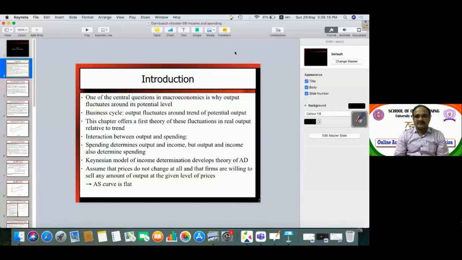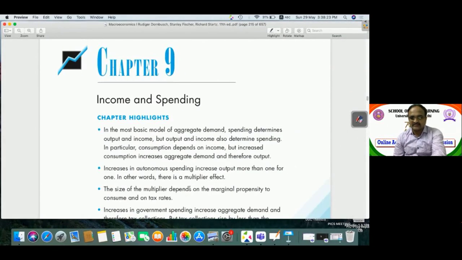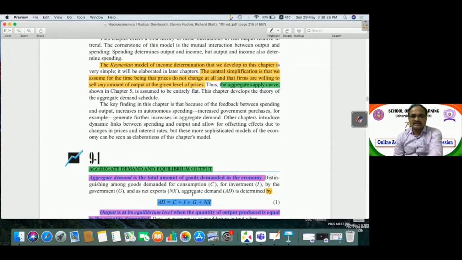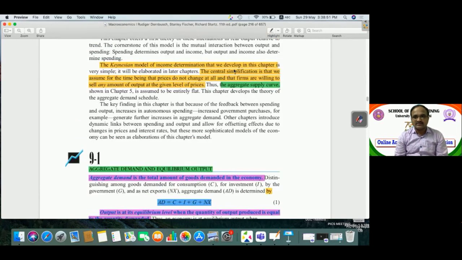Coming directly to the Dornbusch book, it is clearly mentioned there what the classical theory and the Keynesian theory are. I hope it is visible. Dear students, this is the book by Dornbusch, Fischer and Startz. In this chapter, on the Keynesian model of income determination, the central simplification is that for the time being prices do not change at all, and firms are willing to sell any amount of output at the given level of prices.